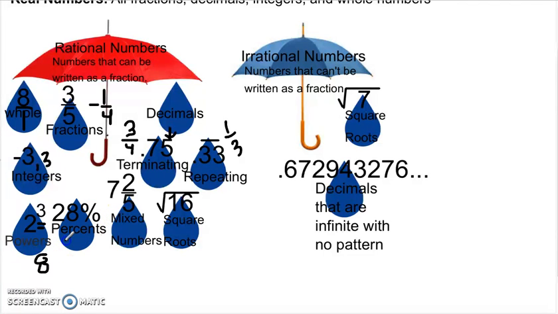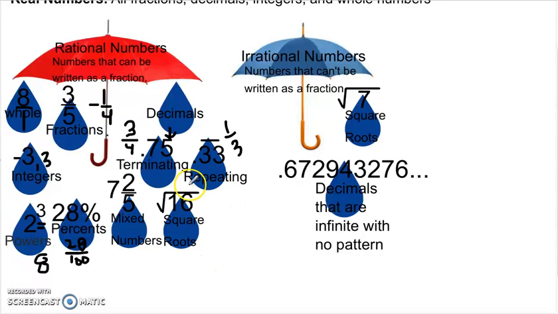Percents. Percents are rational numbers because a percent is out of 100. And so I can put 100 underneath it, and right away it fits in this category because it can be written as a fraction.